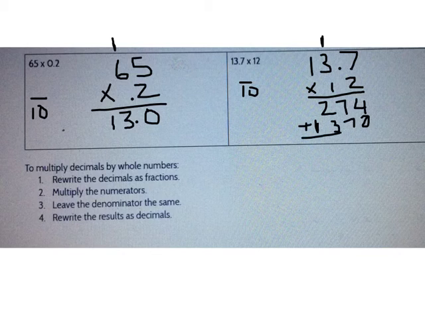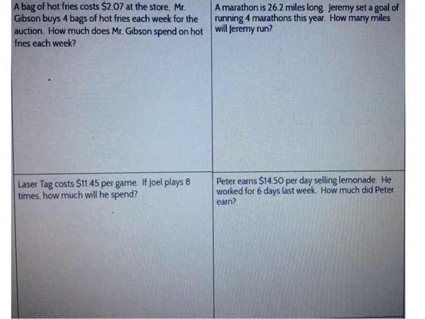Now I can add. 4 plus 0 is 4. 7 plus 7 is 14. 1 plus 2 is 3. Plus 3 is 6. And 1. The correct answer with no decimal is 1,644. Where do I place the decimal in that number? My answer needs to have a decimal in the tenths place, so I need one digit behind the decimal. 164.4 is correct.